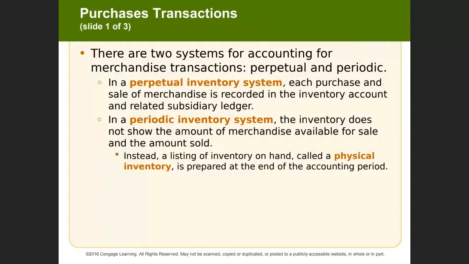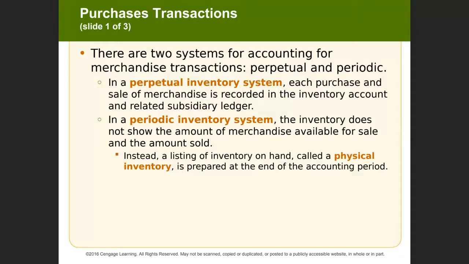Purchase transactions. So this is one of 3 slides. There are 2 systems for accounting for merchandise transactions: the Perpetual system and the Periodic system. Do y'all remember hearing those before? Probably, maybe.